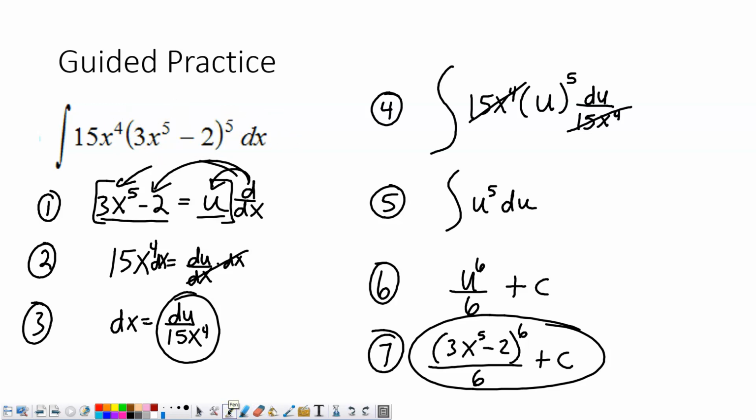Do we have an inside function? Yes, we do. Do you see the derivative of that inside function? The derivative of 3x to the fifth is 15x to the fourth. So yes, we do. So yes, that is a U-substitution problem.